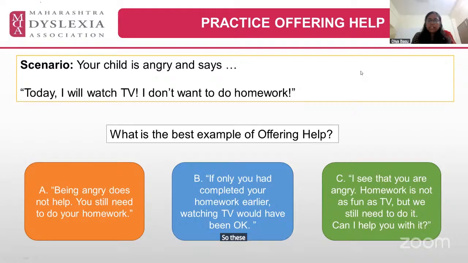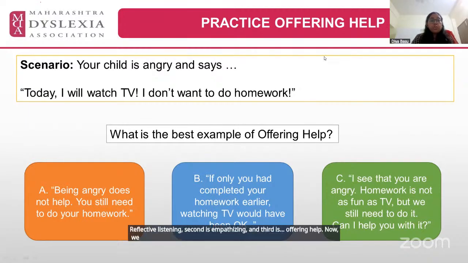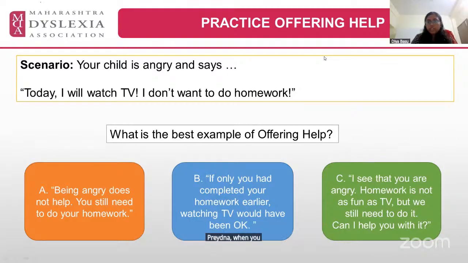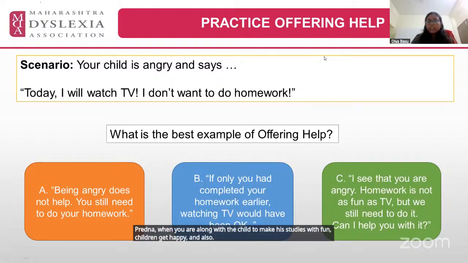So these are the 3 aspects of validation that we have discussed. Reflective listening, second is empathizing, and third is offering help. Now we are going to work on 2 case scenarios. Prerna, when you are along with the child to make his studies fun, children get happy and it also makes the task easier.